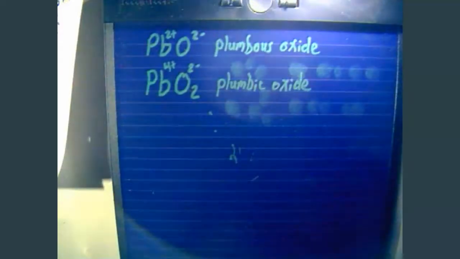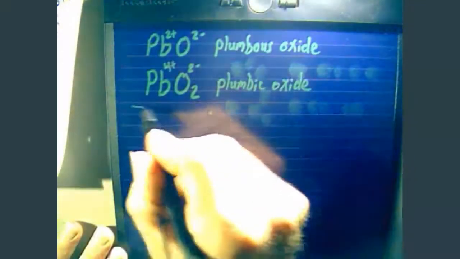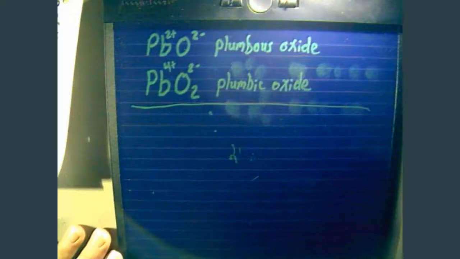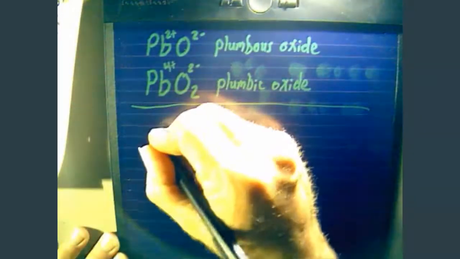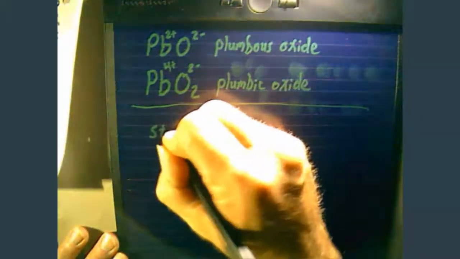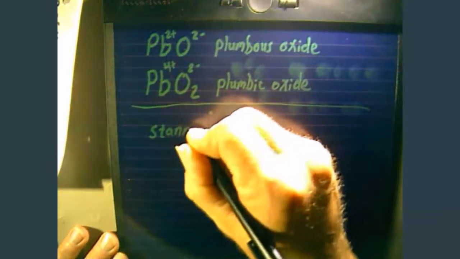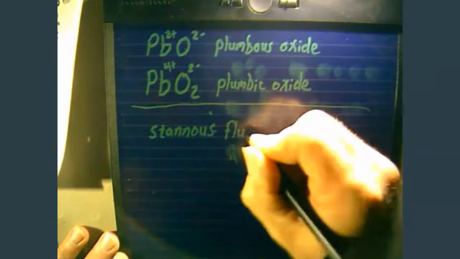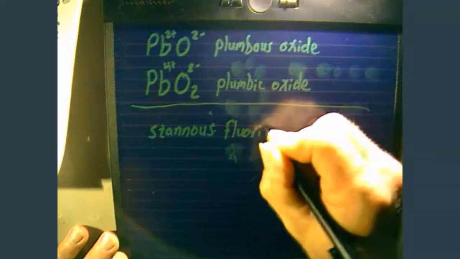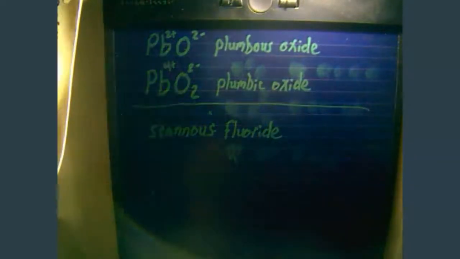Now you can go the other way as well. You could be given the name and asked to find the formula, and that's not really that big of a deal. So for instance, stannous fluoride.